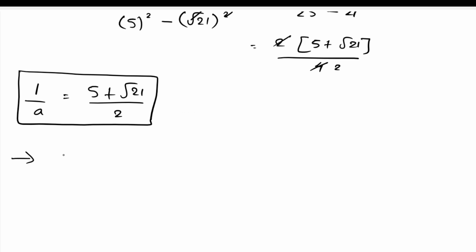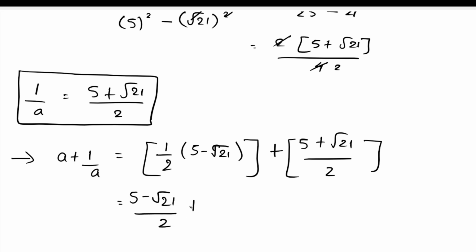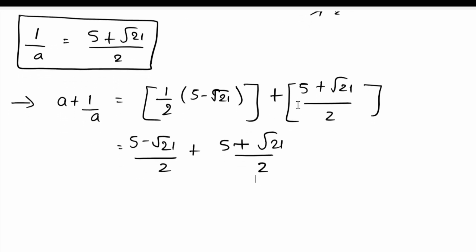Now let's find out what is a plus 1 by a. So a was given in the question as 1 by 2 into 5 minus root 21. Plus 1 by a is here 5 plus root 21 divided by 2. So this is nothing but (5 minus root 21) by 2 plus (5 plus root 21) by 2. The denominator is same, so no need to take LCM. We can directly add it.